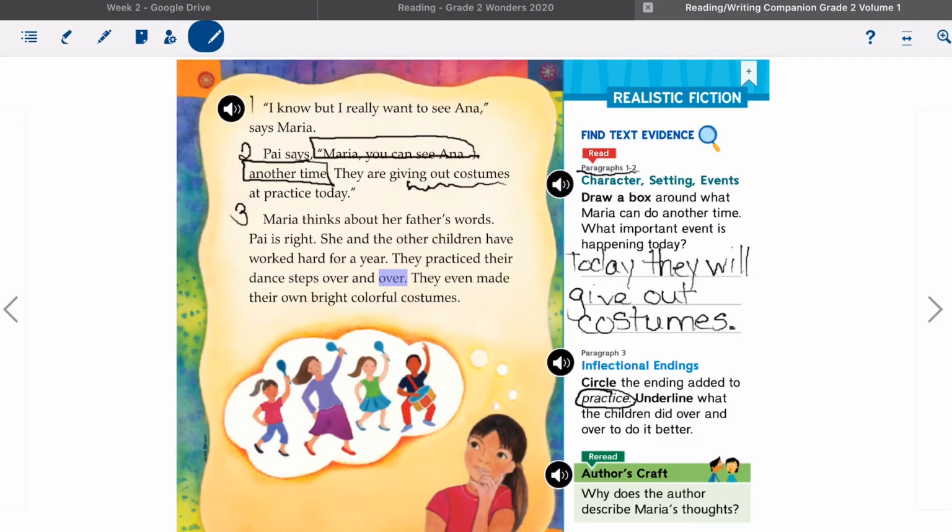And I'm going to stop right there because there is the word practice. And the ending is ed. So they did it in the past. And it says, what did the children do over and over? They practiced their dance steps. Let's see what else they did besides those dance steps over and over.